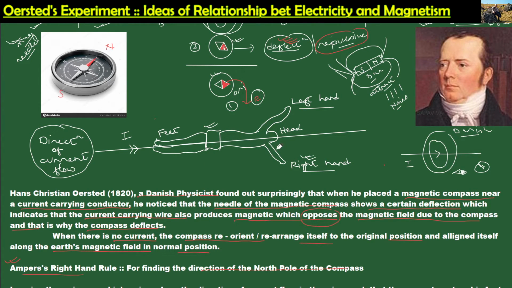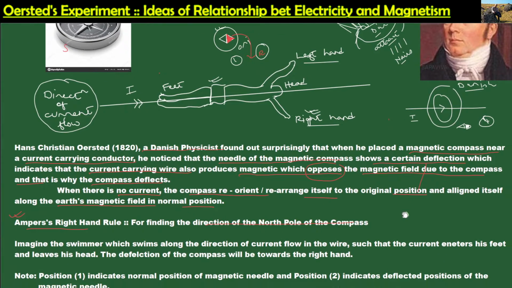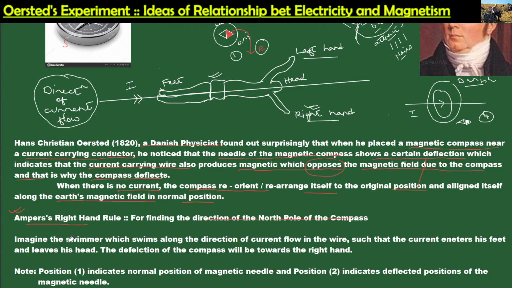This Ampere's right hand rule works in such a way that if you imagine a swimmer, and this swimmer swims along the direction of the current flow, in such a way that the current enters his feet and leaves his hand, then the north pole of the magnetic needle will always deflect towards the right hand.